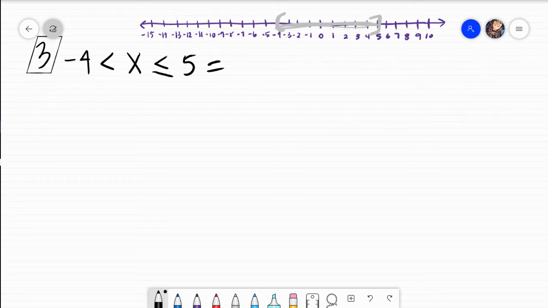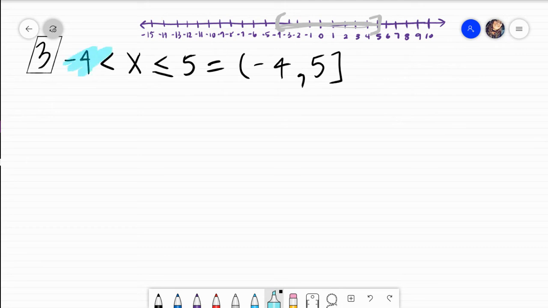Symbol, on this value, comma. What's my next symbol? The bracket, right? What is it on? Value 5, symbol. That's it. Now, this is a visual representation that my x values are in between -4 and 5.